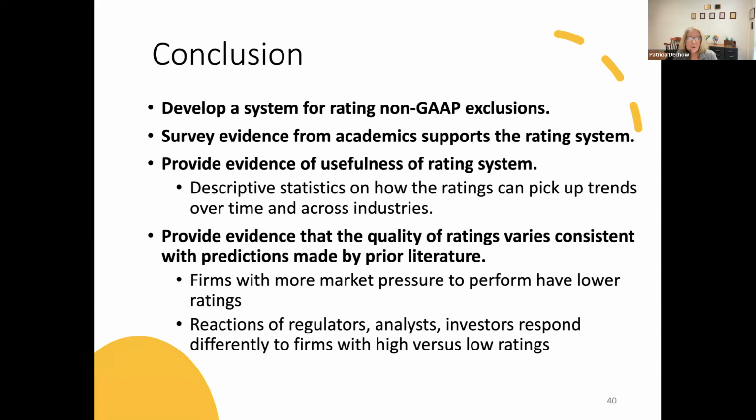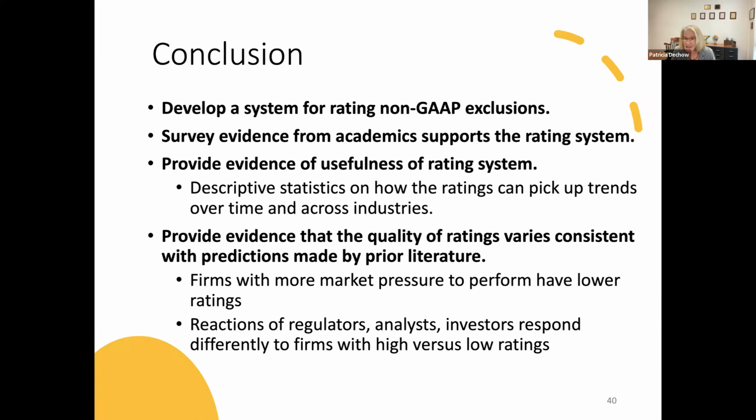So in conclusion, we develop a system for rating non-GAAP exclusions. We provide survey evidence from academics to try and validate our rating system. So do other academics agree with us? I would have sent it out to everyone here beforehand, but you had the paper, so I didn't. It was a bit confounded. Then we provide evidence of the usefulness of our rating system.